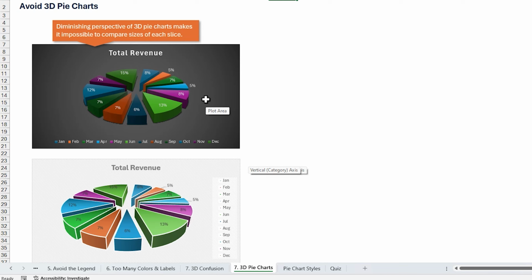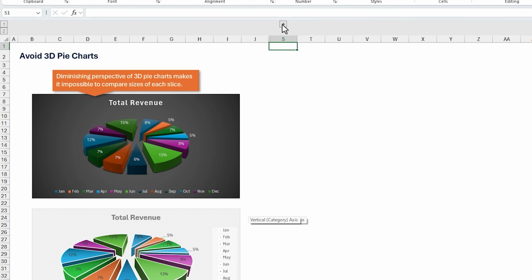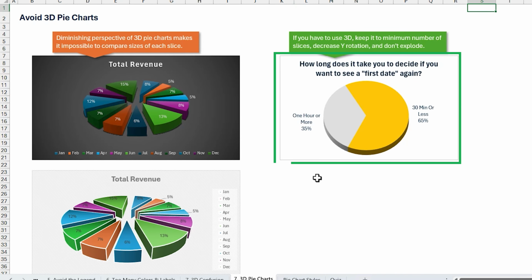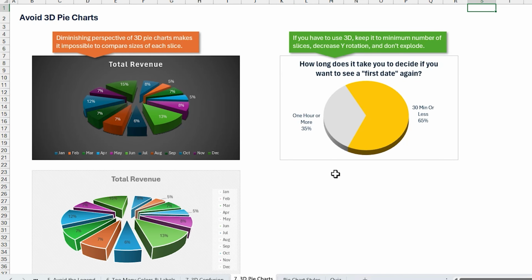Now, if you have to use 3D charts, maybe your boss is requesting one, if you're going to use that, I'd say to use a minimal number of slices here. Here I have a clear winner story, which is 2 slices on this chart, and it's much easier to read. I'm not recommending using 3D charts, but if you have to, just keep them simple and easy to read.